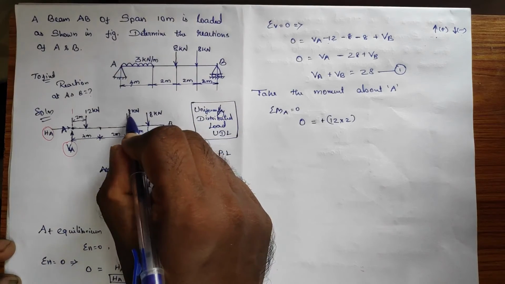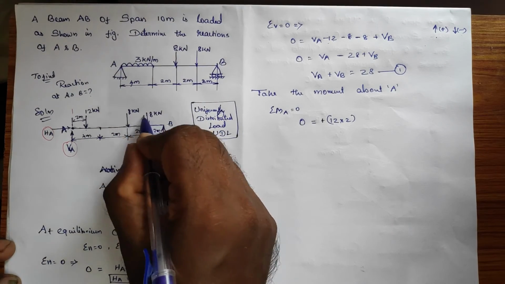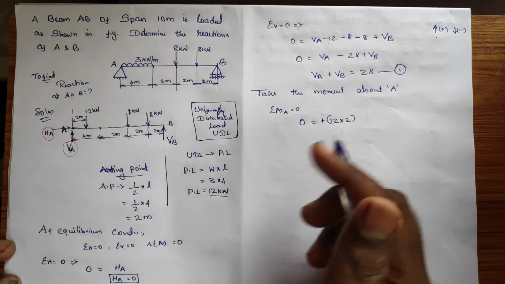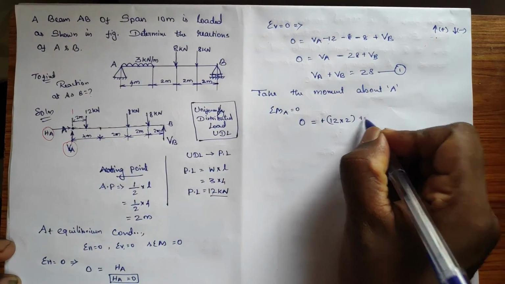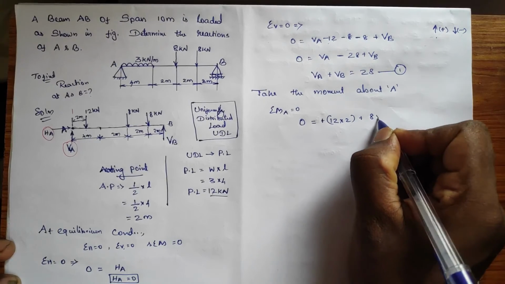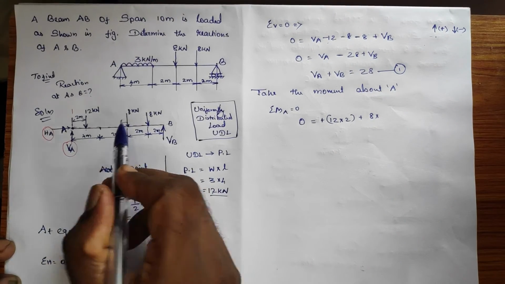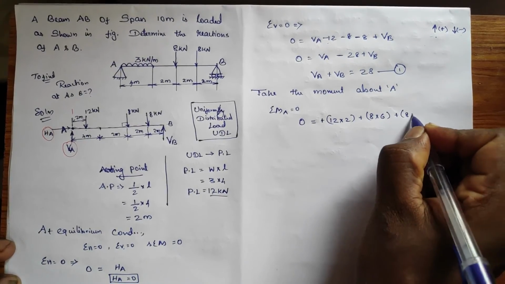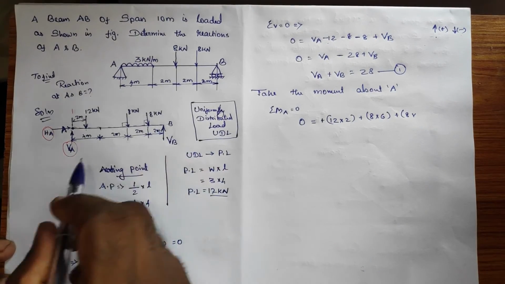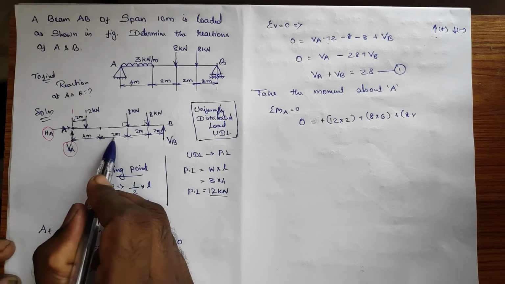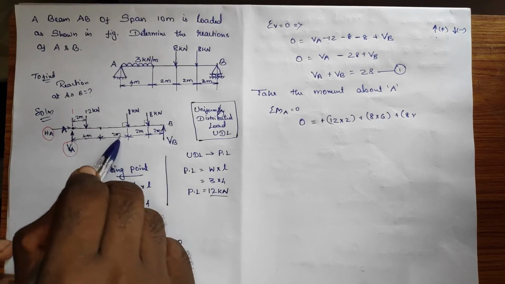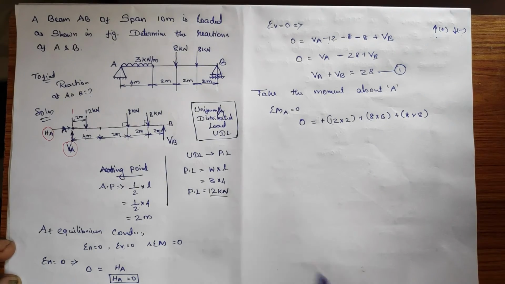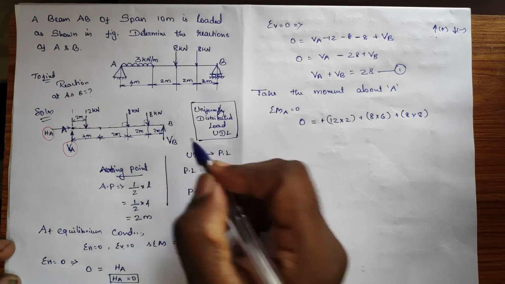In a similar manner, both the 8 kilonewtons act in a similar fashion. So they also rotate in the clockwise direction, but the perpendicular distance for the first one is 4 plus 2, so 6. So plus 8 into 6, and the next 8 into its perpendicular distance, which is the entire length: 4 plus 2 is 6, 6 plus 2 is 8, so 8 into 8.